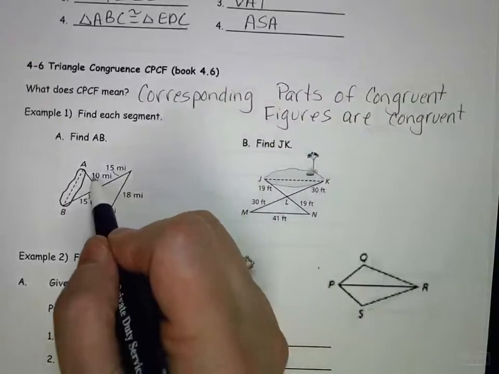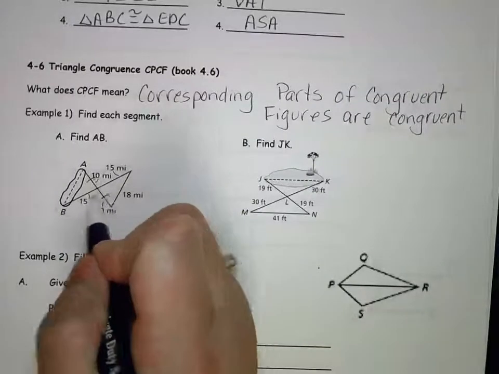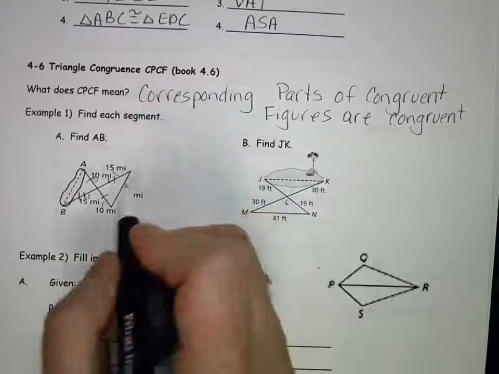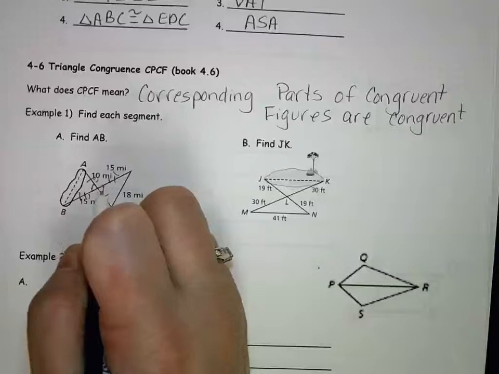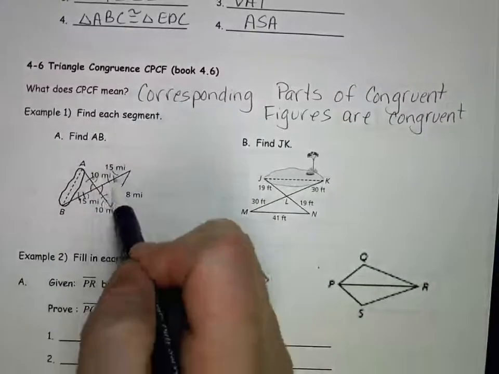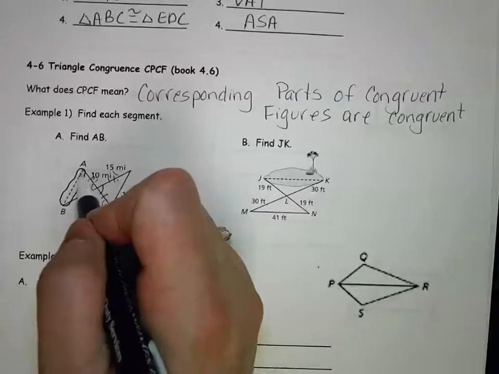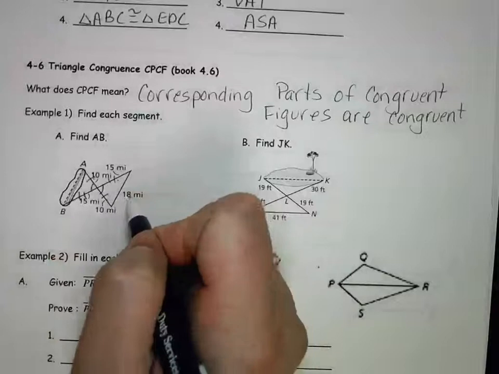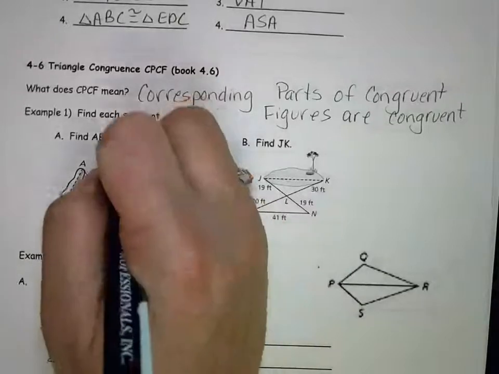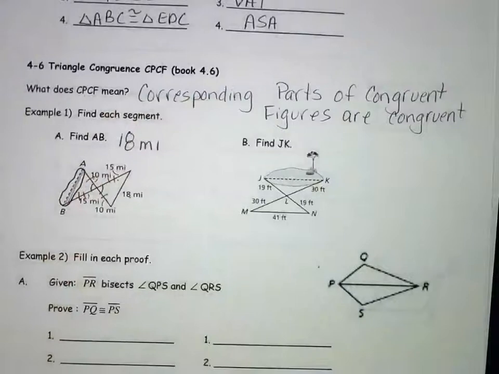So right here we have this side equal to this side equal to this side, and the angles are congruent. So by side, angle, side, we know the triangles are congruent. So to figure out AB, these are corresponding parts. So AB will be 18 miles.